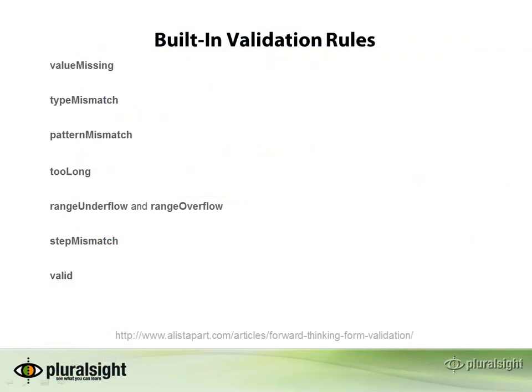The built-in validation rules that you'll find within the browsers are value missing, type mismatch, pattern mismatch, too long, range underflow and overflow, step mismatch, and valid. So value missing will return true if the required element is empty. So if we're requiring it, we need a value, well, it's true if the value is missing. Type mismatch applies to the new type attributes. For instance, if the type equals email and you type in text that resembles a URL, well, then you've encountered a type mismatch and this will return true. A pattern mismatch returns true when the regular expression pattern that you've applied to the input element doesn't match the input that the users put in.